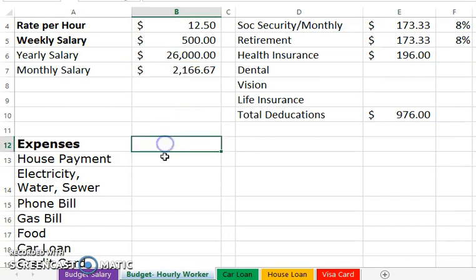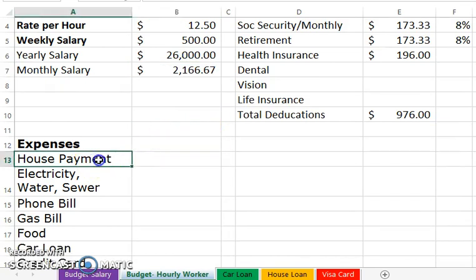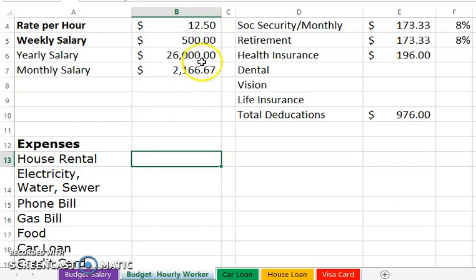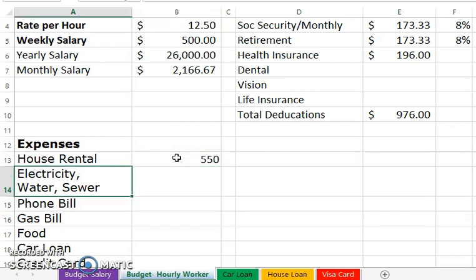Okay, the guy makes $2,166. So what we have is the house payment, and this guy is probably not going to, let's say he doesn't own a house, he's going to rent. House rental. And with $26,000, if he has a family, he could probably get a low income place like $550 a month.